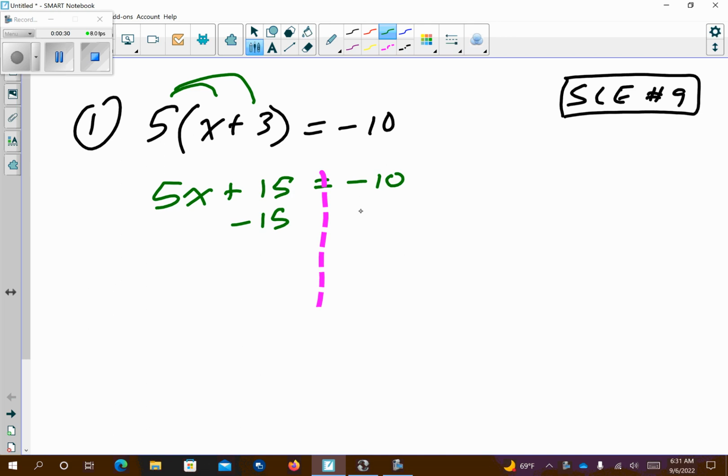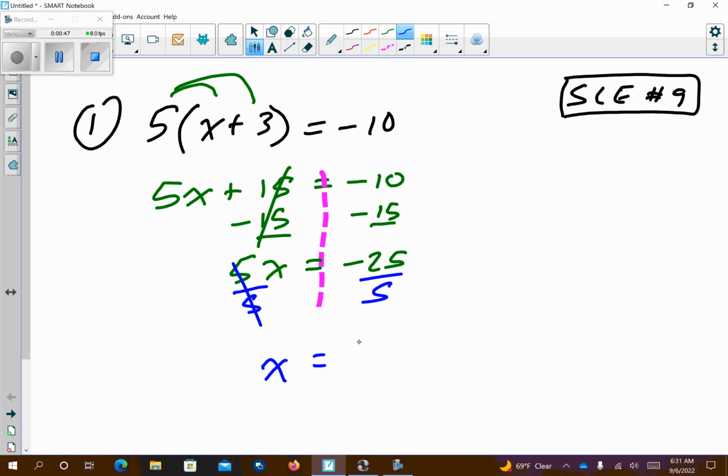I'll subtract 15 from both sides, because that's the opposite of positive 15. And we'll add those up. Negative 10 added to negative 15 is negative 25. Then we're going to go ahead and divide both sides by 5. Those cancel, and negative 25 over 5 reduces to negative 5.